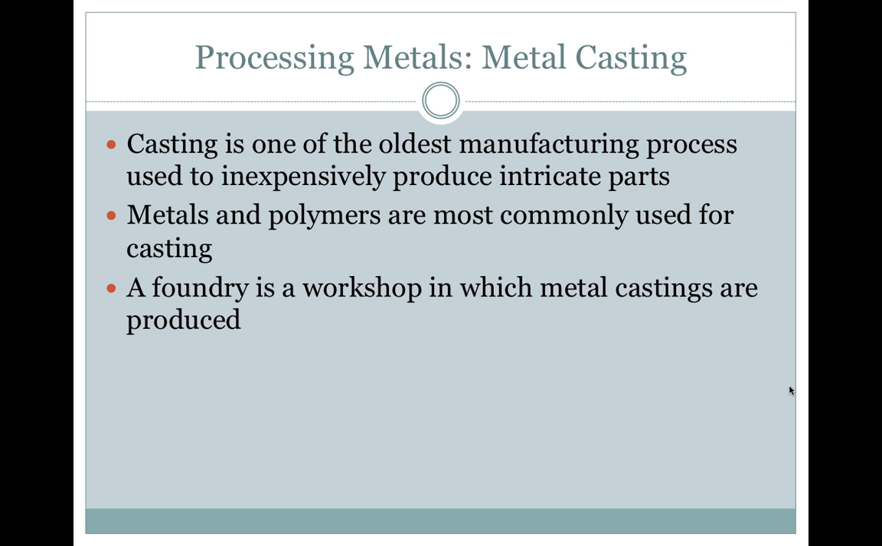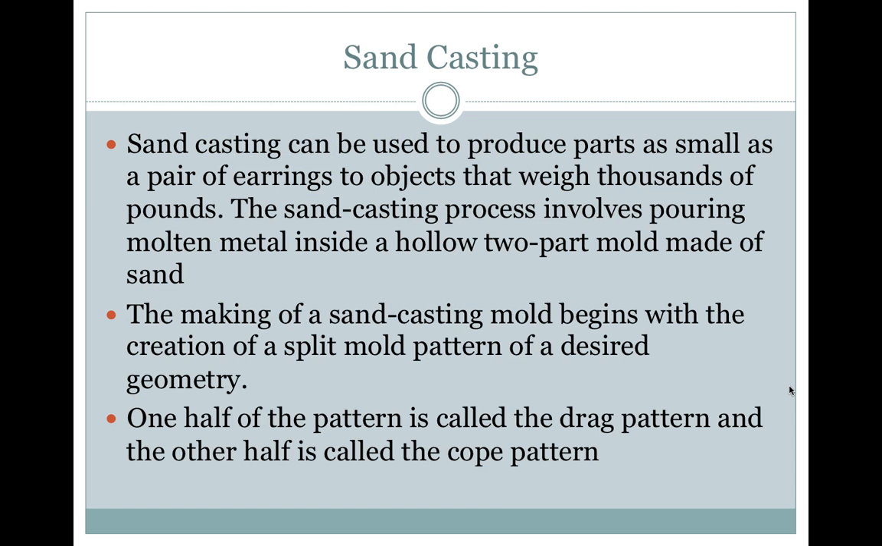Processing metals, metal casting. Casting is one of the oldest manufacturing processes used to inexpensively produce intricate parts. Metals and polymers are most commonly used for casting. A foundry is a workshop in which metal castings are produced.